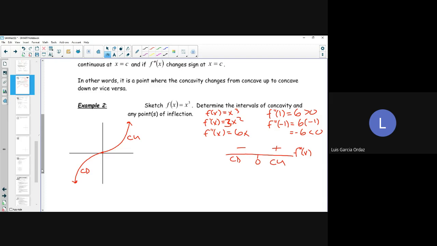Is everybody good with concaving up and down and the definition? Perfect. Okay.